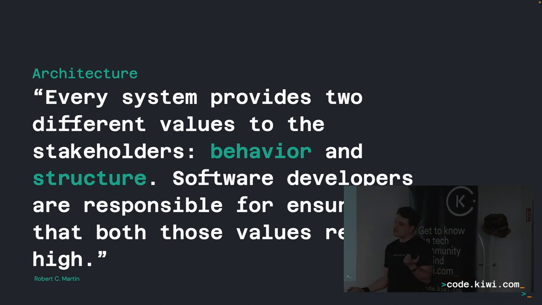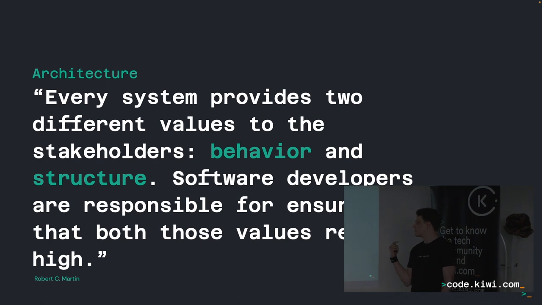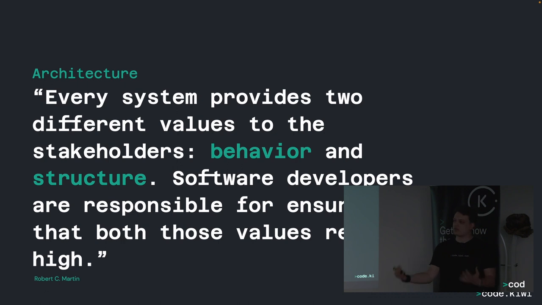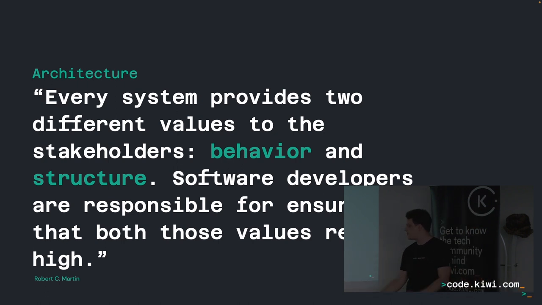But there's also structure, which is how easy it is to modify the system, how resilient it is to changes, and so on and so forth. Our goal as software engineers is to keep both of these values high. Oftentimes, there's a lot of push for behavior. Product managers or customers are requesting new features, often at the detriment of the structure, which is the so-called architecture. And today's lecture is about how we can keep both of these values high, as I mentioned.